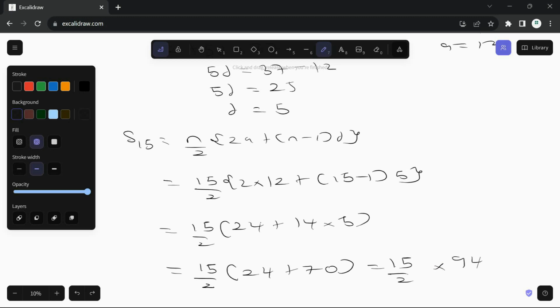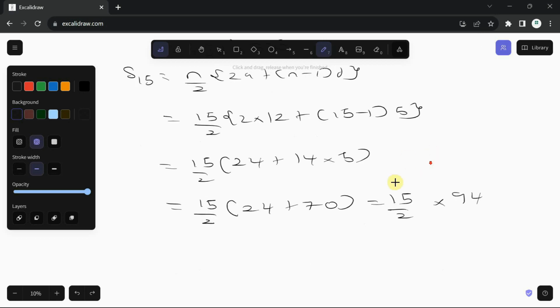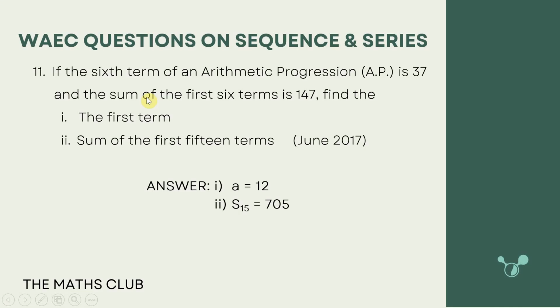So you can use the calculator to just finish up this. So this will be 15 times 94 divided by 2, and that will give you 705. So that means the sum of the first 15 terms is 705. We know our a to be equal to 12, our d to be equal to 5, and then our S15 to be equal to 705. So let's see if we are correct. So our a is 12 and then our S15 is 705.